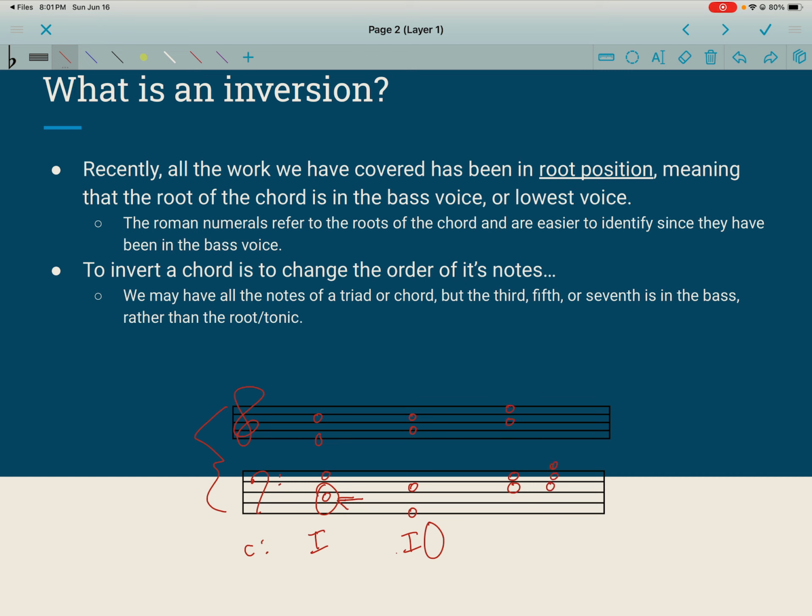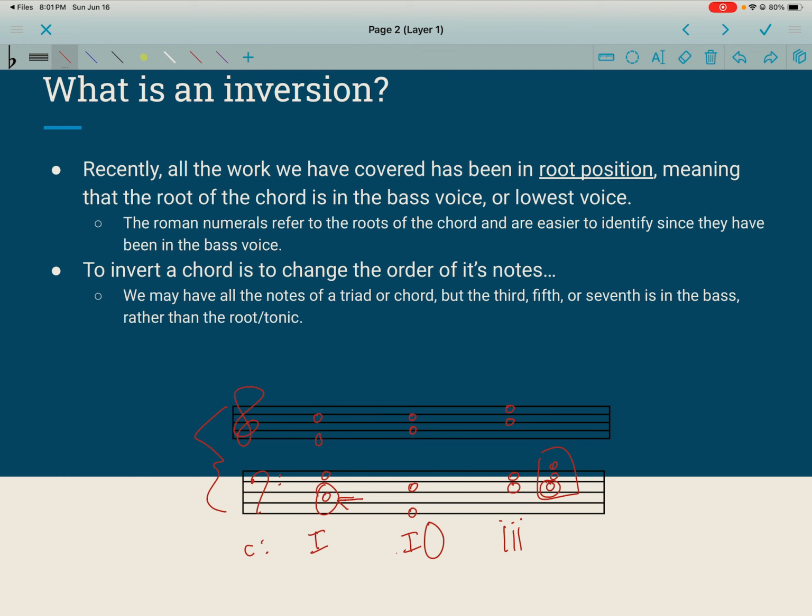And we know in the key of C major that C, D, E, the E is the root. We have E, G, and B, and that's our bottom note. We know that this would be a minor 3 chord in the key of C major. You have that E, G, and B natural. So the Roman numeral refers to the root of the chord, and all the stuff that we've been doing in root position is super easy to acknowledge, like what the Roman numeral is, because that root is in the bass voice, root position.